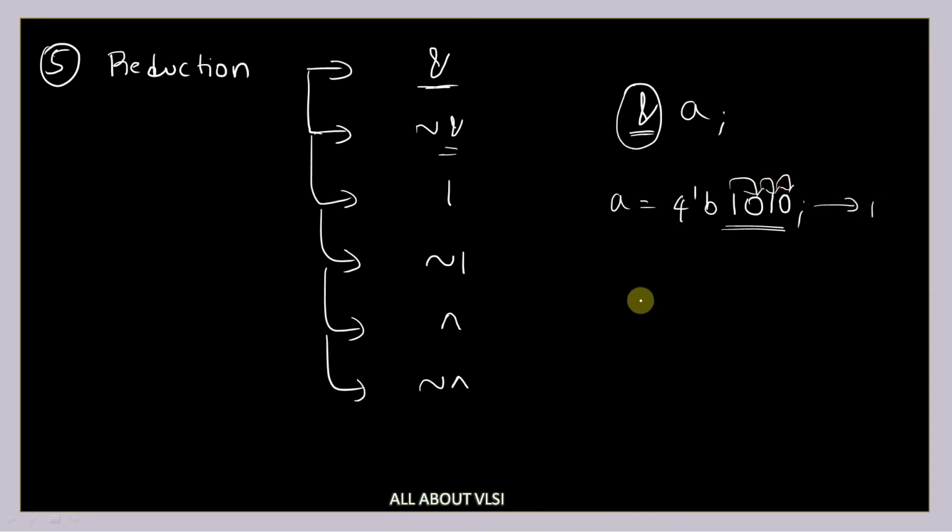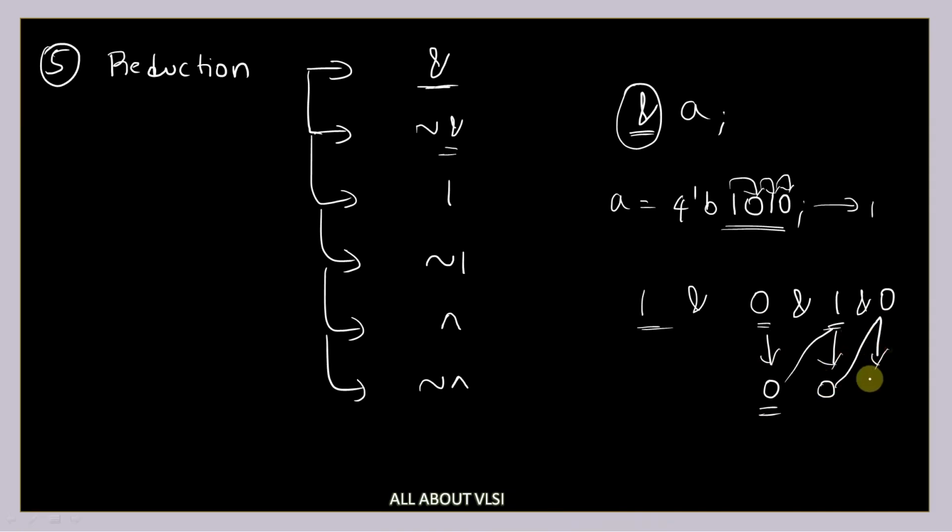For example, 1 AND 0 AND 1 AND 0. So 1 AND 0 is nothing but 0, and then this 0 and this 1 are ANDed and the resultant is 0, and the AND between these two gives a final result equal to 0. This is the final result which will be given. So in the case of reduction operators, the final result will be a single bit value.